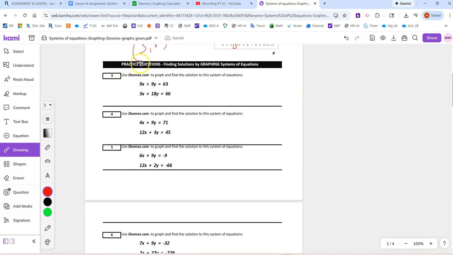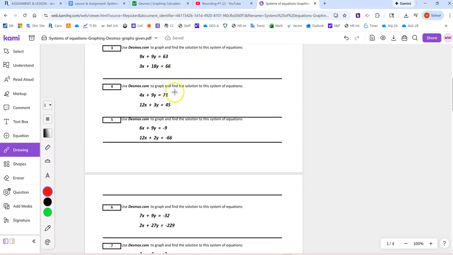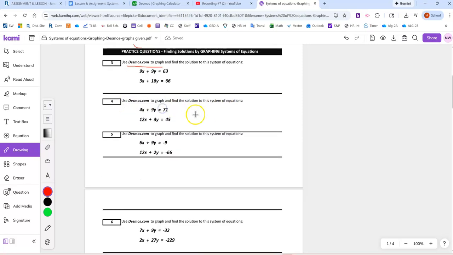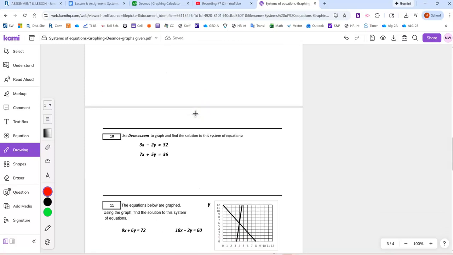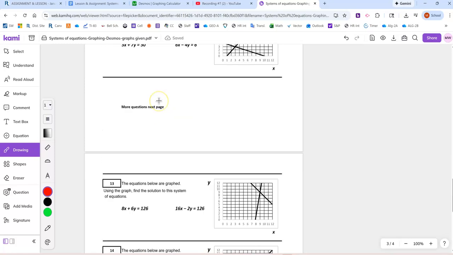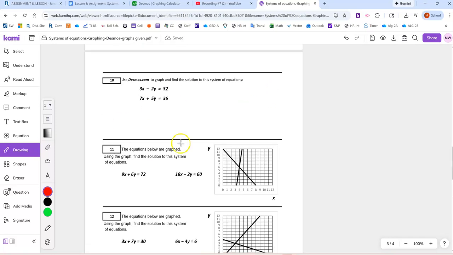So now you're going to have some practice questions, and you're going to use Desmos like it says here for all these kind of problems. And then when you're done on 11 through 15, I give you some of these that all you have to do is find the solution here. Okay, so that's all there is to it. Make sure you enter your answers into Desmos or Canvas when you're done.